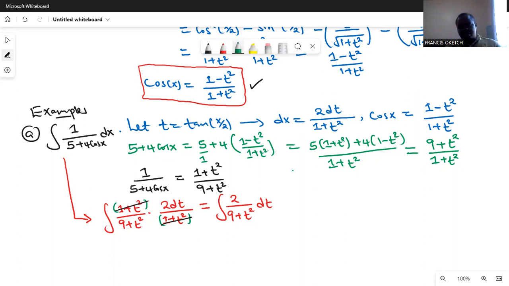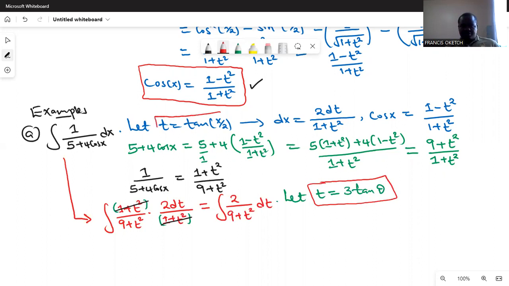We are going to say that let t be equal to 3 tan theta. We already discussed this previously, why it must be tan theta. So take note of this other substitution. This is the second substitution. We started by saying let t be equal to tan x over 2. Now we are making another one where t is equal to 3 tan theta. So with that substitution, what will be the corresponding differential?